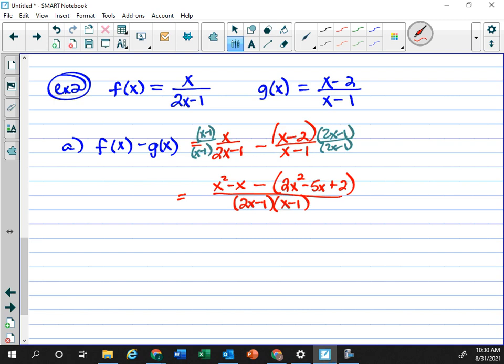Does that make sense, what I'm doing with the parentheses there? Don't screw up your negative. Then I can simplify. So really I've got x squared minus 2x squared, which is negative x squared. Negative x minus negative 5x, that's going to be plus 4x, and then minus 2 at the end, over my 2x minus 1 times x minus 1. How do we do on the numerator? Got it? Okay, good. Or if you didn't, hopefully now it makes sense.